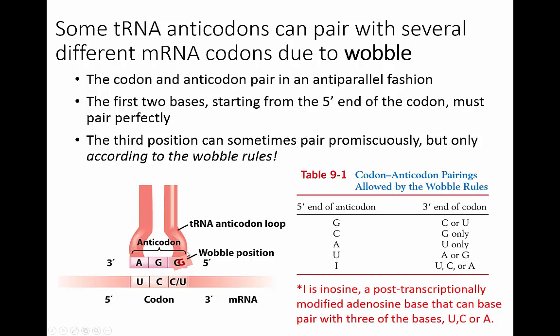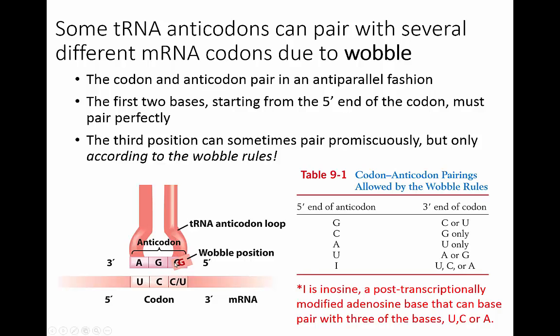Now, here is the transfer RNA, and here would be the messenger RNA. And in the first position and the second position of the codon, we have to have perfect base pairing. So A's with U's, G's with C's. However, in that third position, there is some promiscuity in what that third base can actually pair with. Now, importantly, that third base can't just pair with anything. It has to follow the Wobble rules. Now, the Wobble rules are listed here, and I don't want you to memorize these, but I do expect you to be able to interpret these rules.